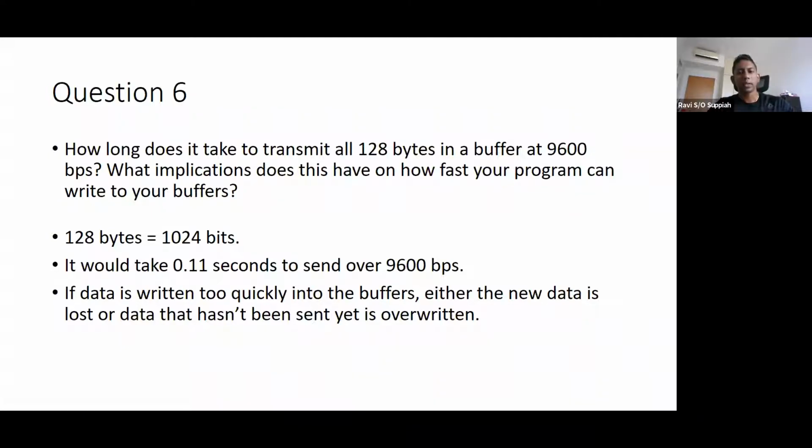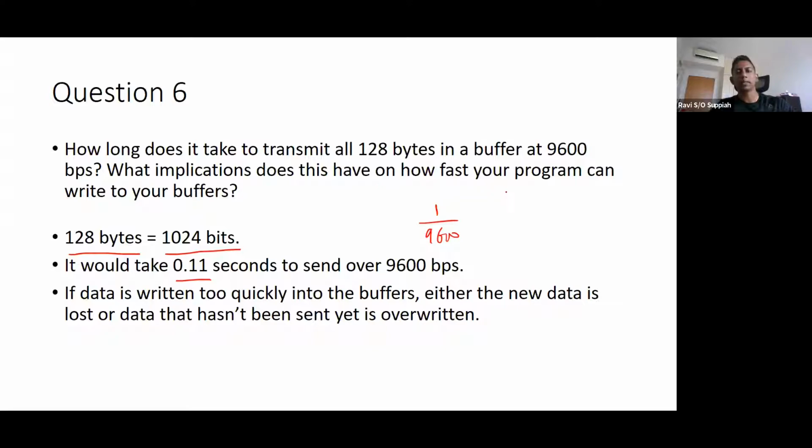So in this last question here, how long does it take to transmit all 128 bytes in a buffer at 9600 bits per second? 128 bytes is equivalent to 1024 bits. 9600 bits per second means, if you do the calculation, one bit is 1 over 9600, multiplied by 1024, and you'll get 0.11 seconds.